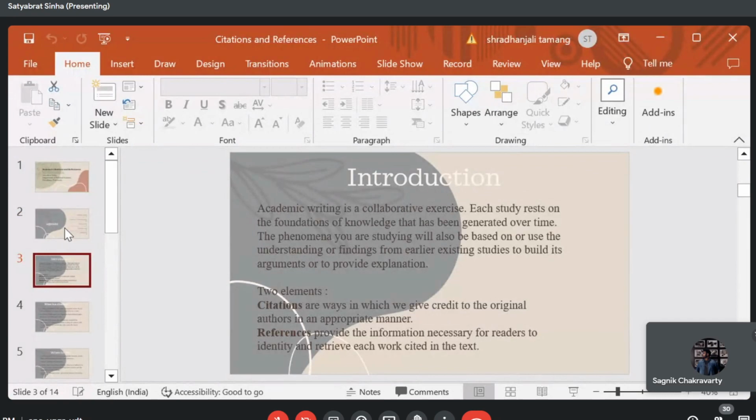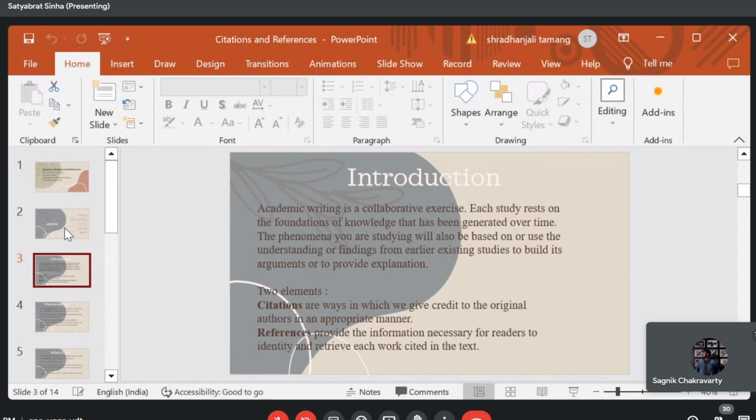So now I've told you that in academia we have these different practices. Whatever academic writing you look at, it's a kind of collaborative exercise. After all, whatever you are studying would rest on foundations of knowledge that have possibly been developed over time. The phenomena that you are studying will use findings and understanding from earlier studies to build its arguments or to provide explanations. We never write anything which we conjure out of thin air. It's always based on pre-existing knowledge.